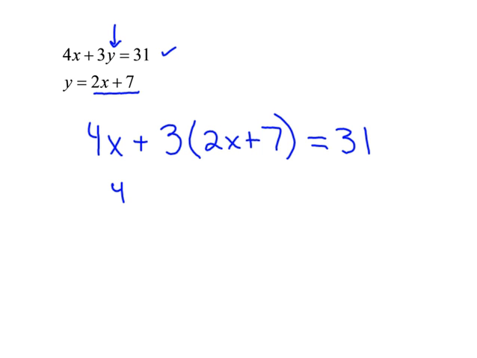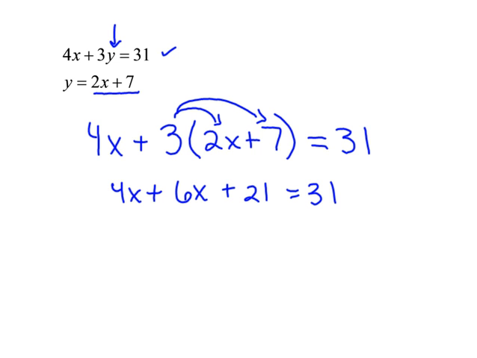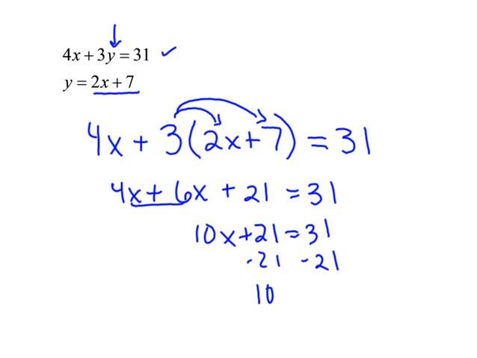So now we distribute: 4x plus 3 times 2x is 6x, plus 3 times 7 is 21, equals 31. Combine like terms, 4x plus 6x is 10x, plus 21 equals 31. Subtract 21 from both sides, and 10x equals 10, so x must be 1.